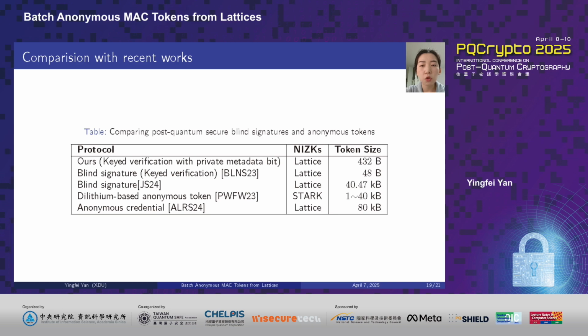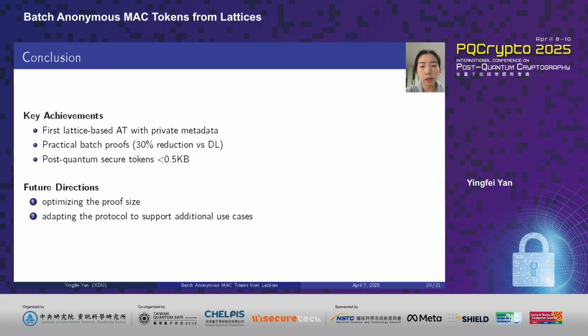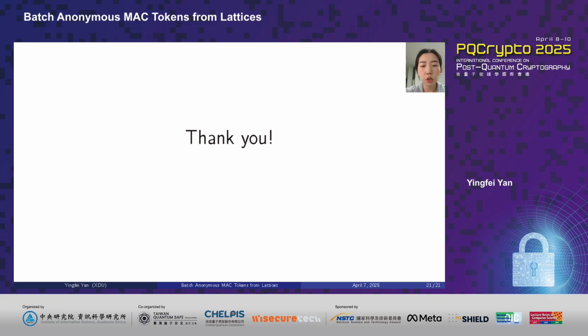Now let's examine how our construction compares to state-of-the-art alternatives. Our key benchmark results are as follows. Our scheme achieves a token size of 432 bytes, orders of magnitude smaller than STARK-based at 40 kilobytes or credential-based at 80 kilobytes, and unlike blind signatures, we support private metadata bits. These results deliver three breakthroughs: the first lattice-based anonymous token with private metadata, practical batch issuance via compact proofs, and post-quantum security. Looking ahead, we are further optimizing proof size using new lattice techniques and expanding real-world applications for privacy-preserving services. That's it. Thanks a lot for your attention.